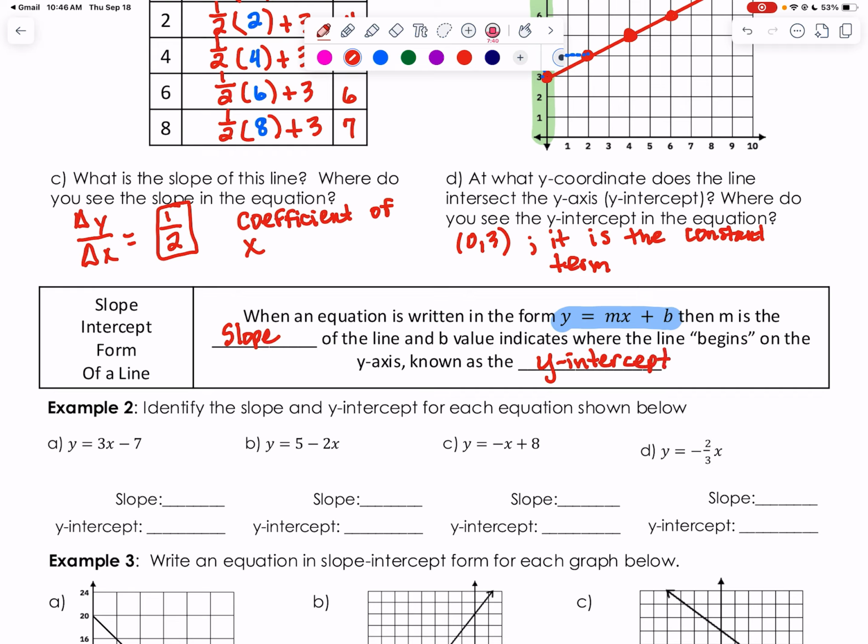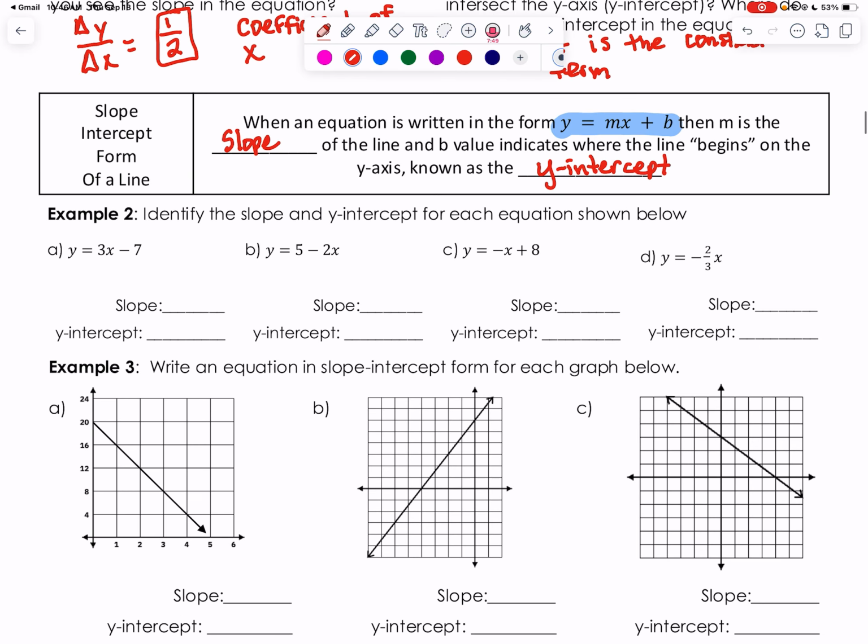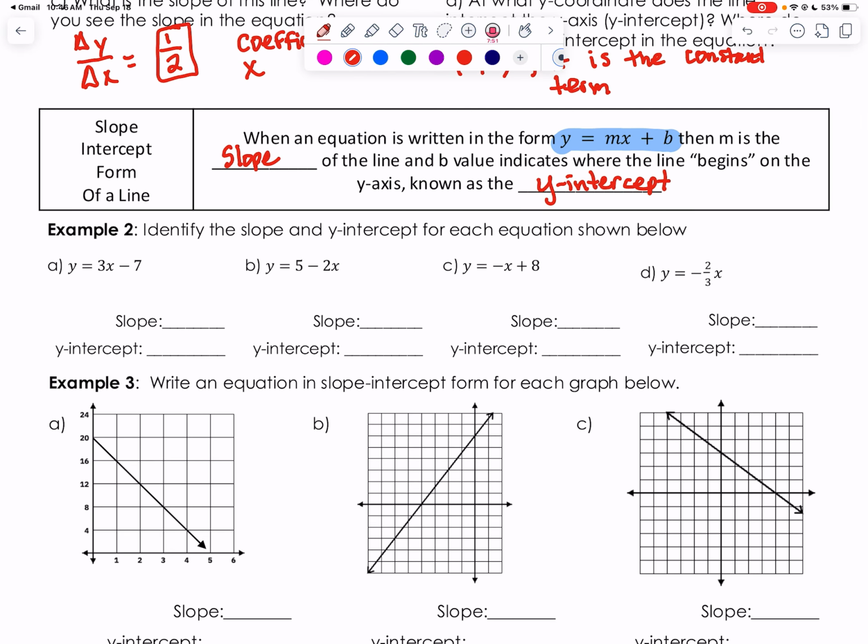So when you're given an equation on a homework assignment or a math test or really anywhere, and it's written in this form, you can immediately identify two things about the graph. You can figure out what the slope of that graph is, and you can figure out where that line will touch the y-axis. So let's look at example 2.